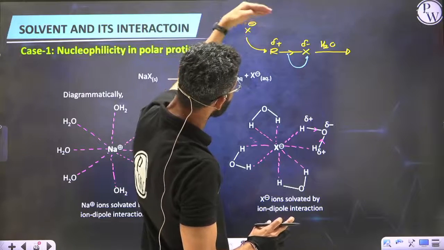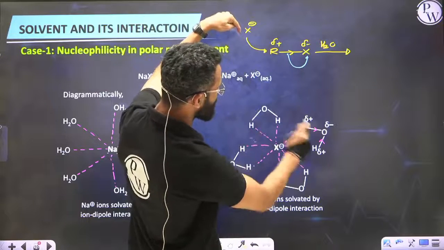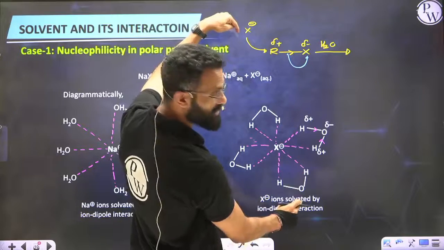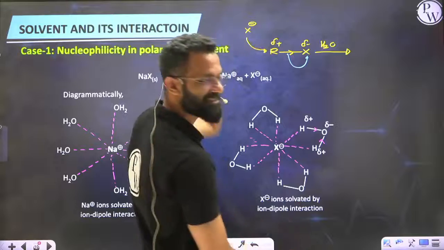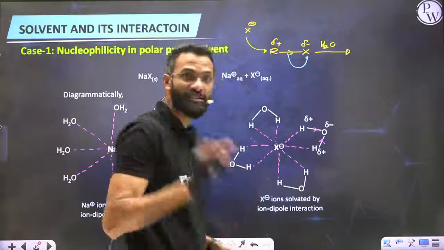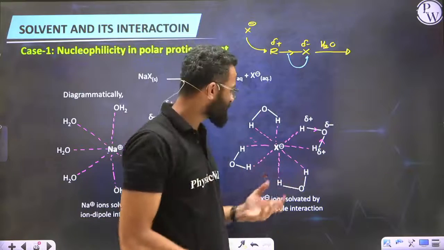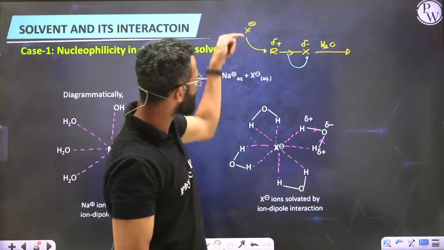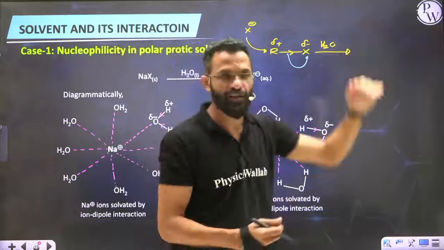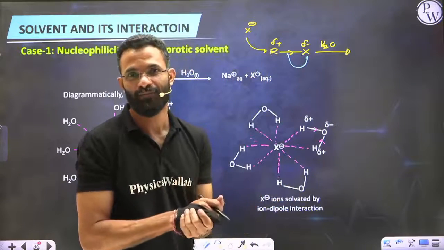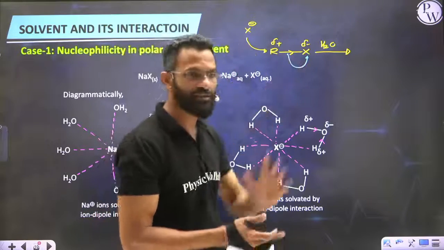But because this X minus is in the presence of water, that X minus will be hydrated by several water molecules via ion dipole interaction, which means this X minus is not free enough to attack the deficient carbon. It is being caged, C-A-G-E-D, caged, or captured by the several water molecules. Because it is captured by several water molecules, this X minus is not free enough to attack the deficient carbon and carry out the nucleophilic substitution efficiently. Hence, the nucleophilicity of X minus is being suppressed because the solvent used is water.